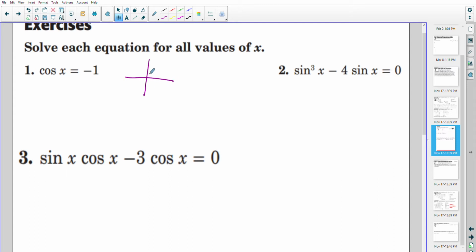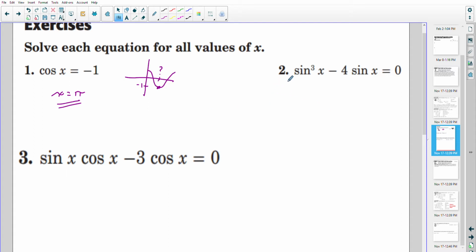I'm going to remember the graph of the cosine starts at 1 and goes down. And the question here is, what is this value? And that's what my x is going to be. Now, that's just going to equal pi. So x is equal to pi. It's half of the 2 pi. You could also go to your unit circle and determine that your x is equal to pi.